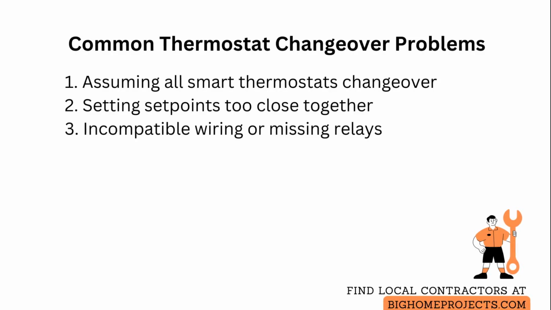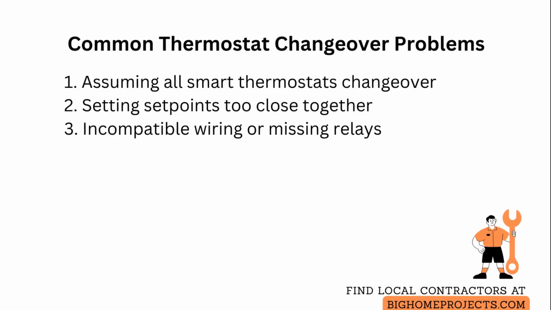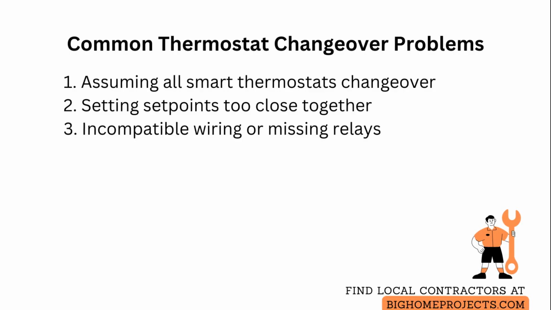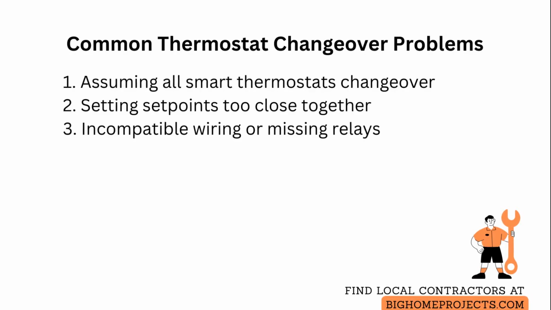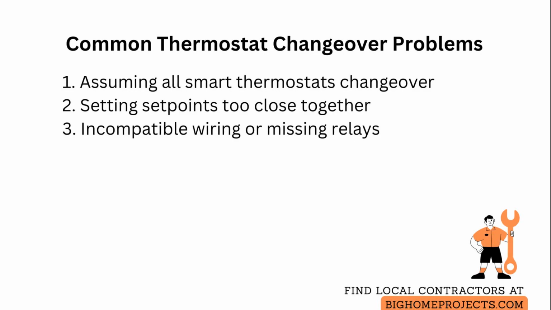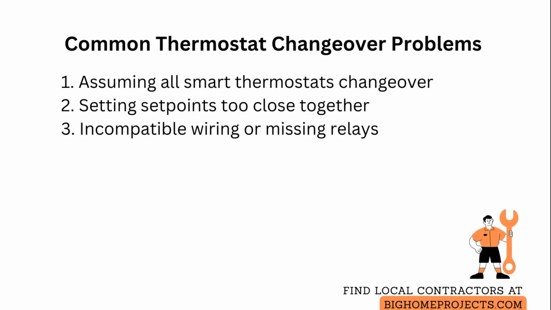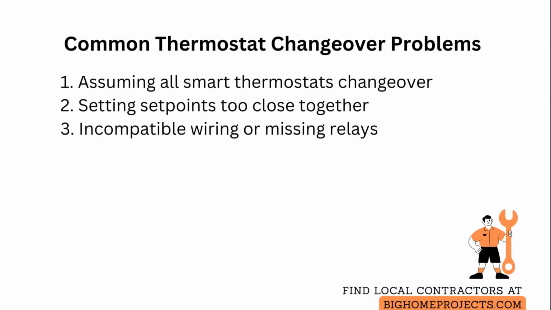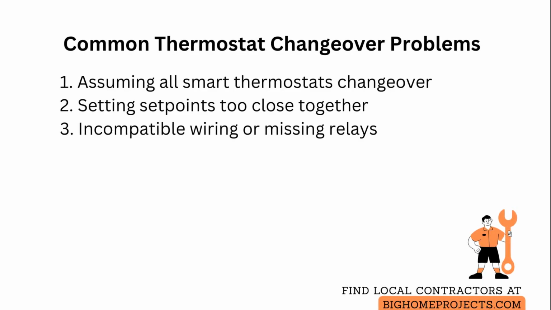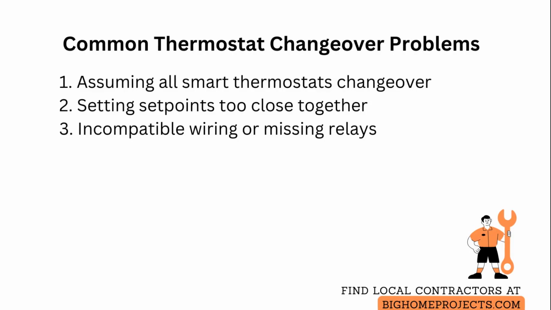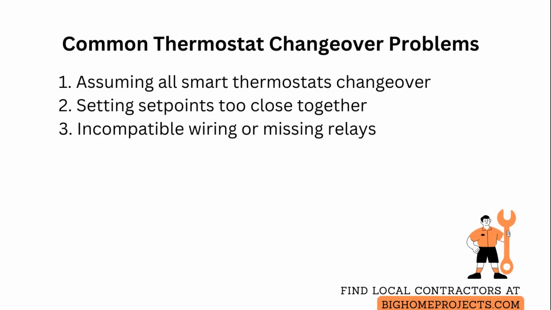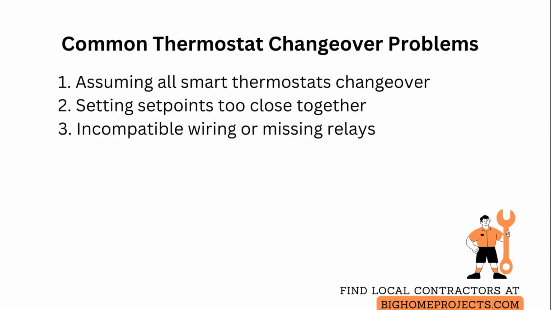Another issue is setting heating and cooling set points too close, which can cause rapid toggling between modes. Leave a dead band of at least 2 degrees Fahrenheit or 1 degree Celsius to stabilize operation. A third problem is incompatible system wiring or omitted relays preventing safe changeover. Consult the installer or the equipment manual and do not force wiring changes yourself to avoid control conflicts.